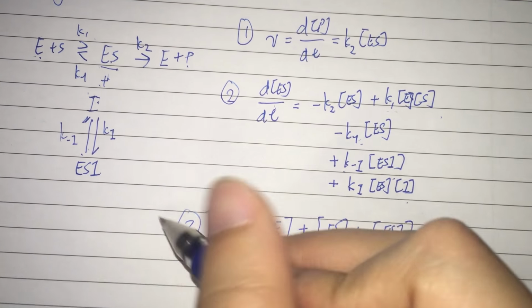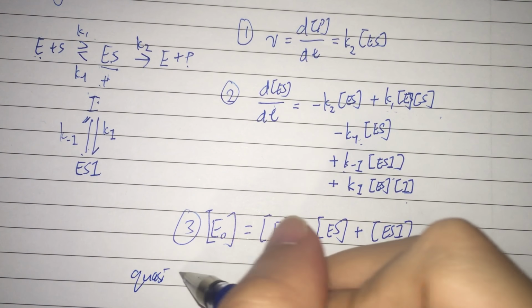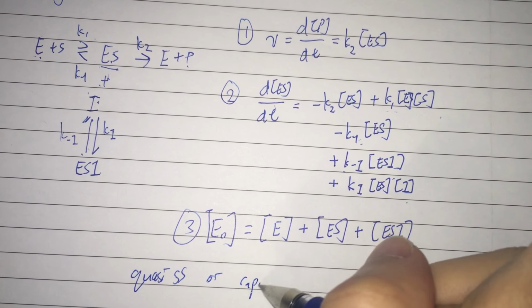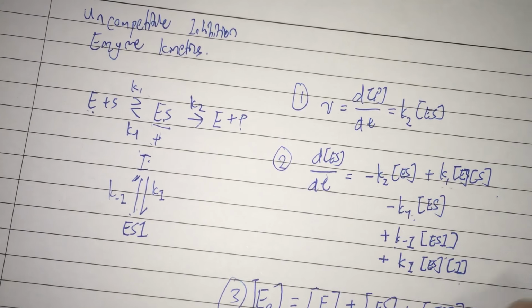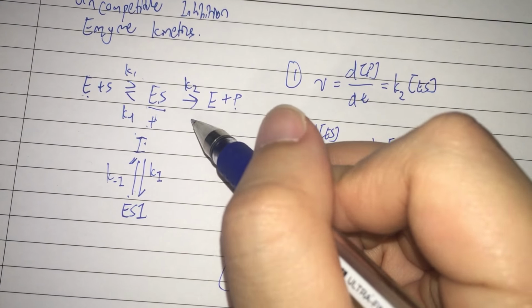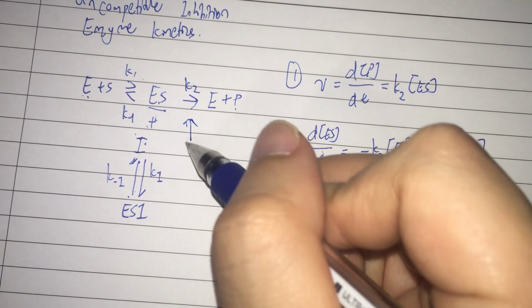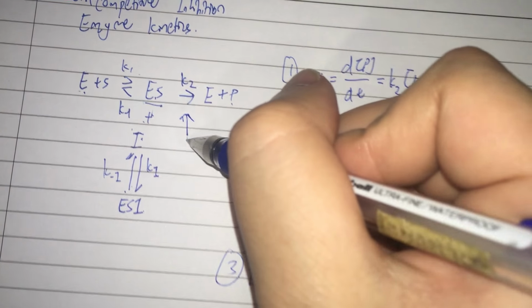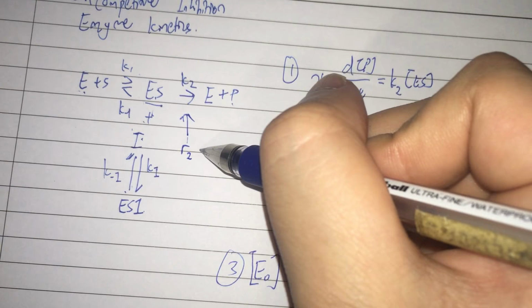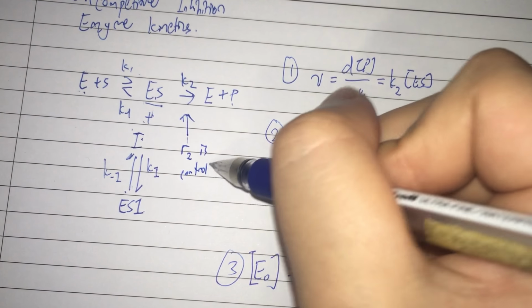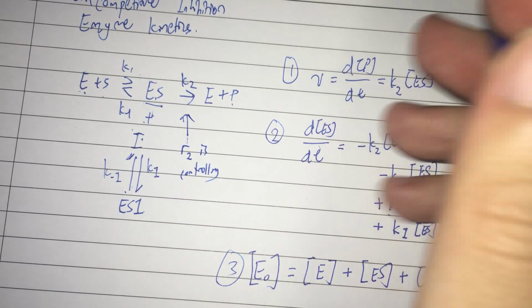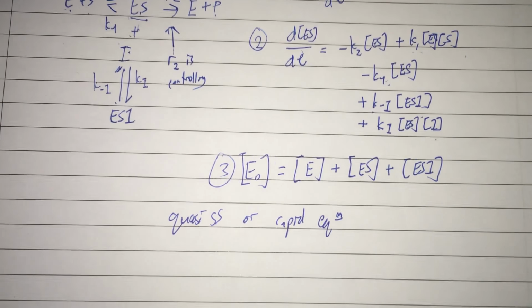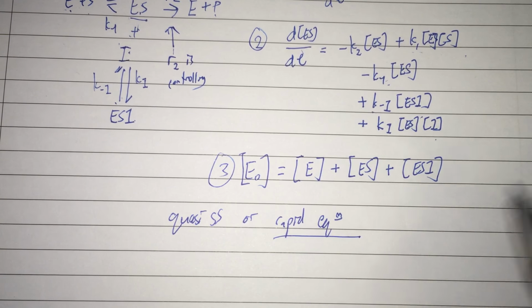What's next? You have to assume either quasi-steady state or rapid equilibrium. In other words, which reaction is rate controlling. So, okay, for simplicity's sake, we'll just assume the rapid equilibrium. So this reaction is controlling. So always you'll have these two in equilibrium. So we will go with the rapid equilibrium approach. This is assuming this is controlling.